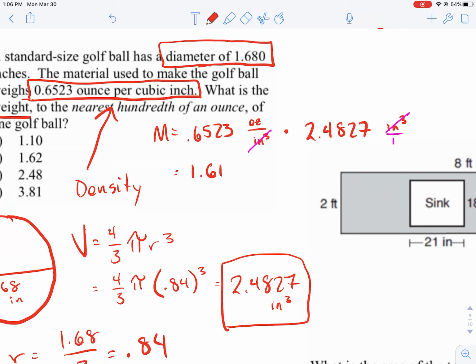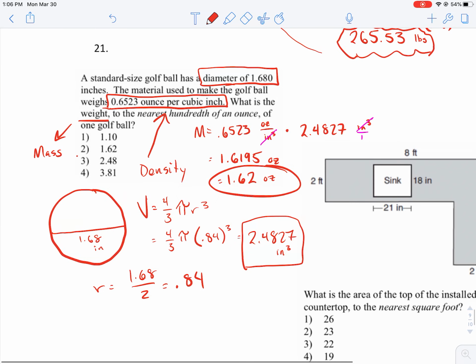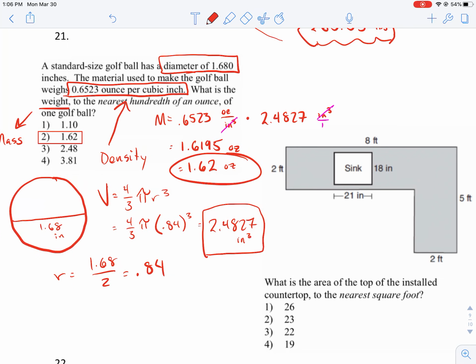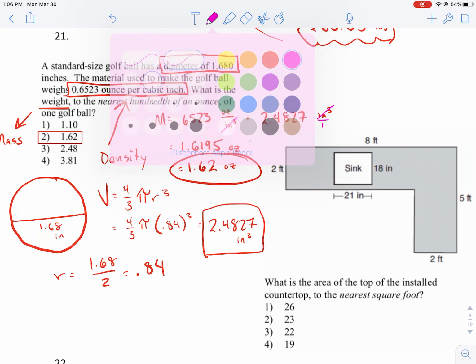So 0.6523 times 2.4827. You should get an answer of 1.6195 ounces. Okay, so this is to the nearest hundredth. So I would go 1.62 ounces is our answer. And do we see that next door? Yes, we do see that response. All right, so that's the answer to number 21.